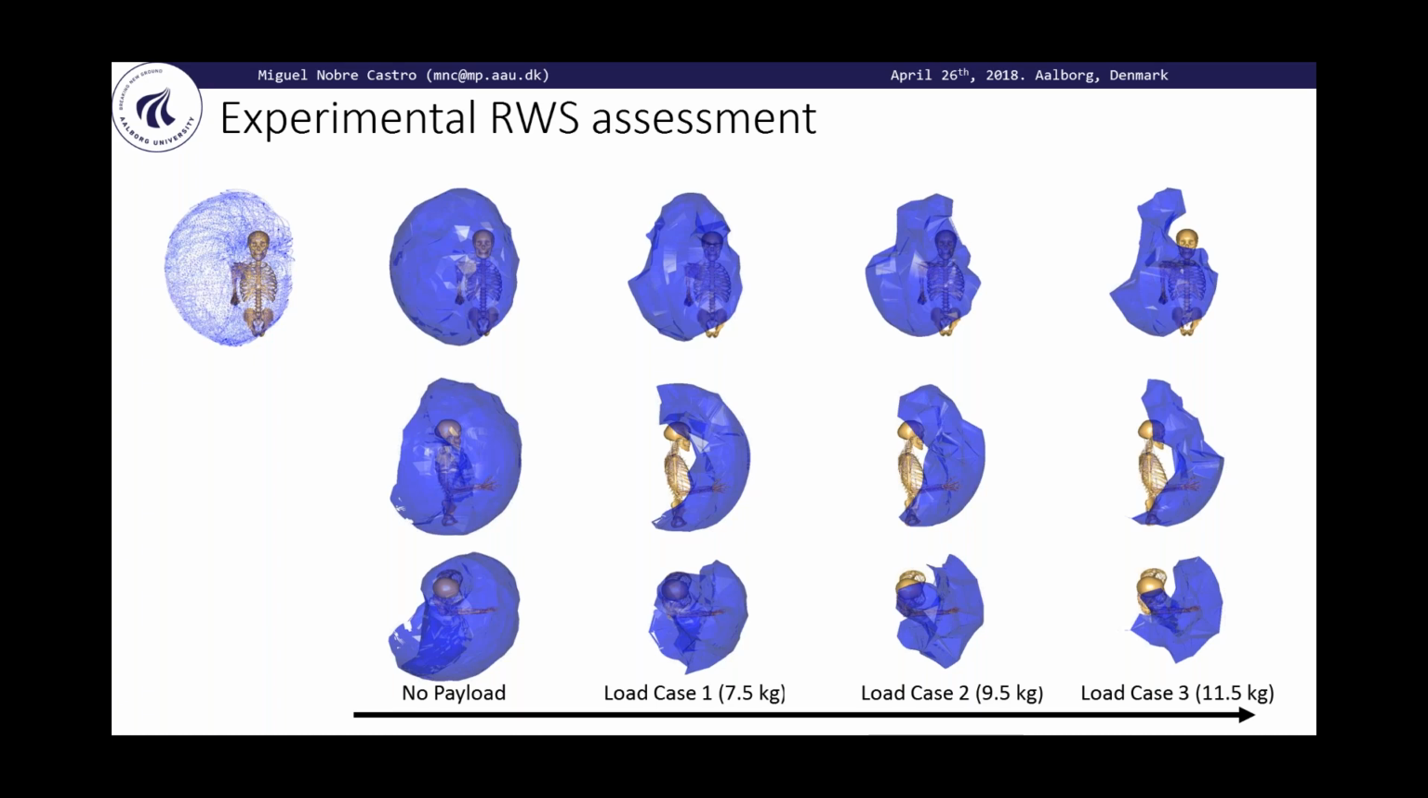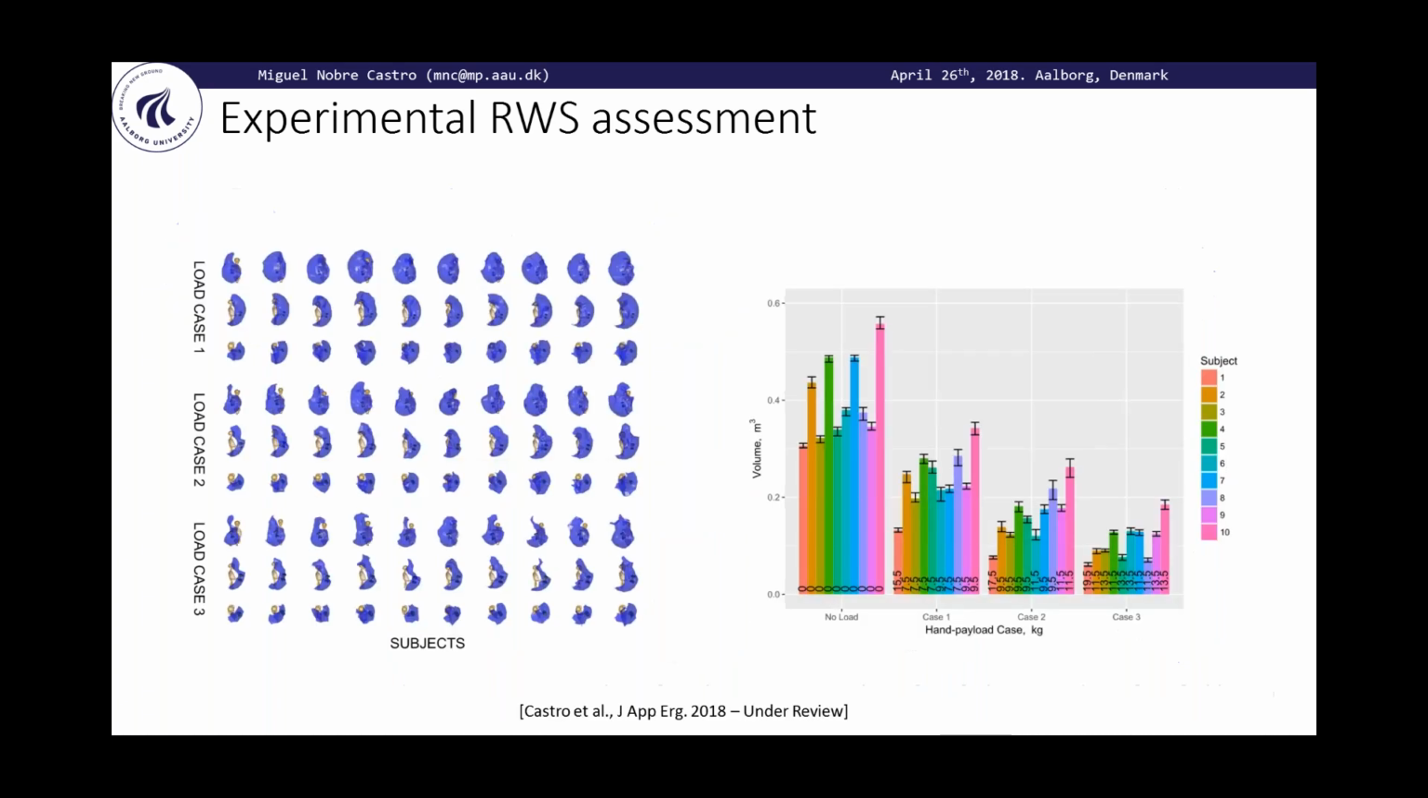We collected the information from 10 subjects, and here I'm just showing you the example for one subject. As you can see, as the load increases, we start getting a more hourglass-shaped reachable workspace volume, and that's the important part for the evaluation. It allowed us to realize that the reachable workspace is rather a measure of strength, because it also varies across different individuals.